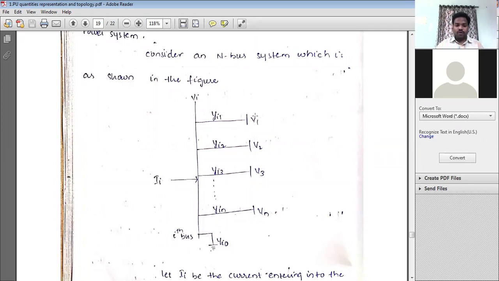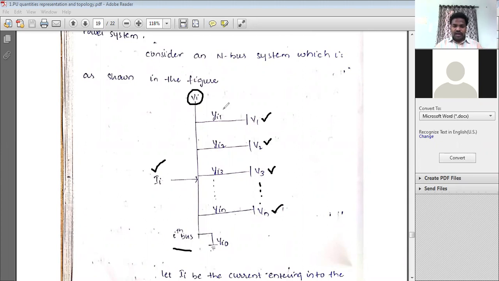Now you see here, this is the ith bus. You will have n number of buses here. The first bus voltage is V1, the second bus voltage is V2, the third bus voltage is V3, and similarly up to the nth bus voltage, which is Vn. Now here I am considering one more bus, that is the ith bus. Let us consider capital I suffix i as the total current that is entering into the ith bus.